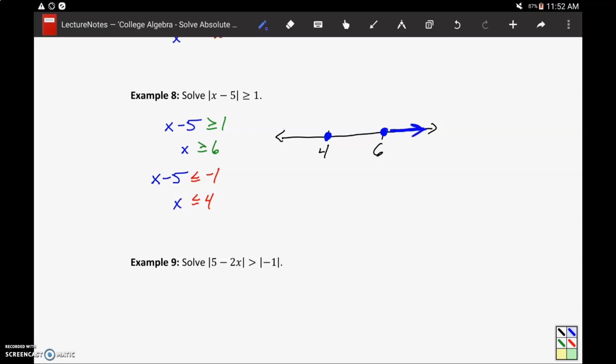And we'll shade the regions that correspond to those different inequality statements. So all values greater than 6 and all values less than 4. And we can represent that in interval notation in this case as negative infinity to 4 with a square bracket, union, square bracket, 6 to infinity, again indicating that the values of both 4 and 6 would make this original inequality statement true.